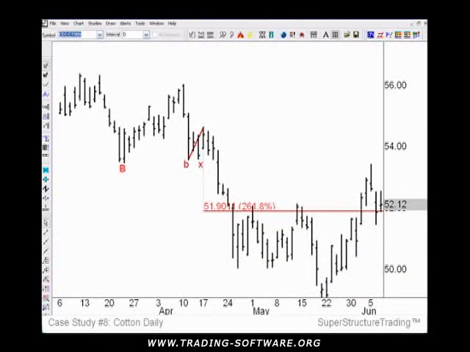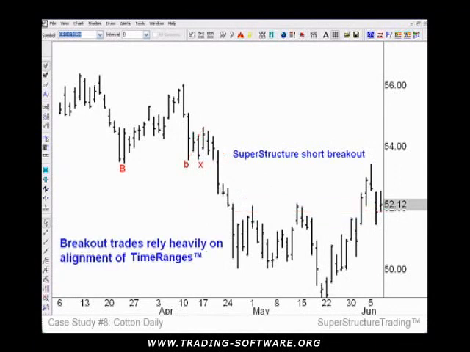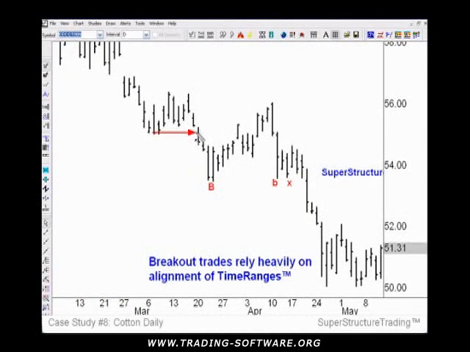It actually goes down much further. So here you have another superstructure short breakout setup, getting in right about there and covering your short right about there. Now keep in mind that breakout trades rely heavily on the alignment of time ranges, whether it's here and here, or here and here. Actually, we want both of those alignments to be in proper order. In this case, we do have that, meaning they're getting wider at the point of breakout, which is where we got in short. Excellent breakout setups.